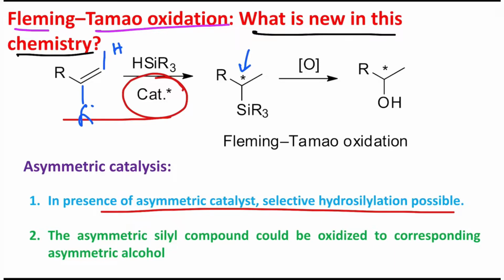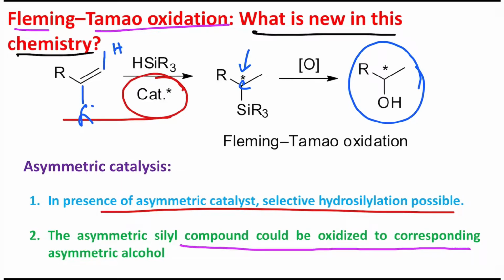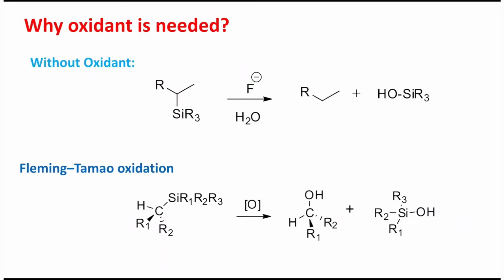Now oxidation of this silane, or carbon silicon bond, so this is the carbon silicon bond, results in this asymmetric alcohol. So you may consider this asymmetric silyl compound could be oxidized to the corresponding asymmetric alcohol, and that is the uniqueness of this reaction. Now a simple question, why is an oxidant needed? Simple, we know that a silyl ether, silyl compound could be hydrolyzed or deprotected using fluoride.